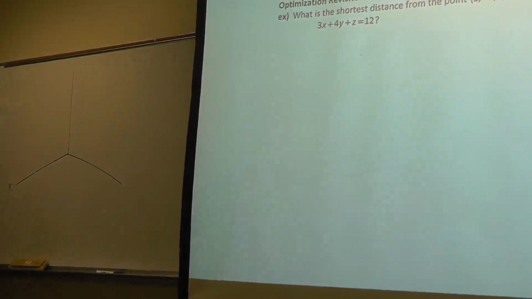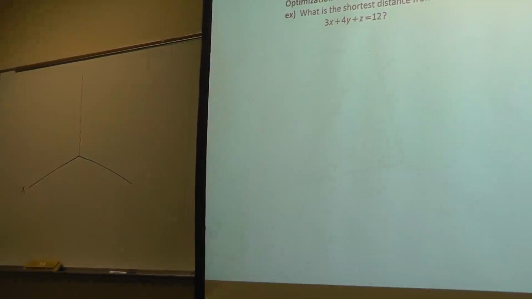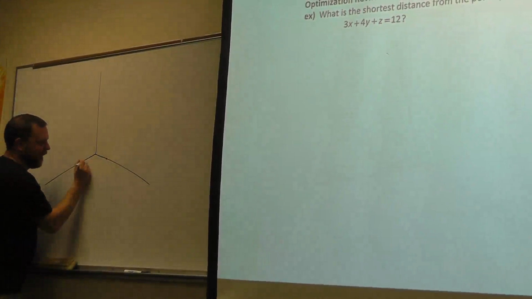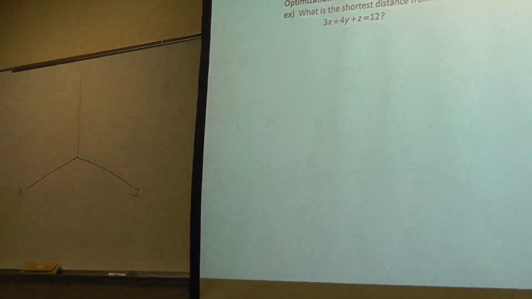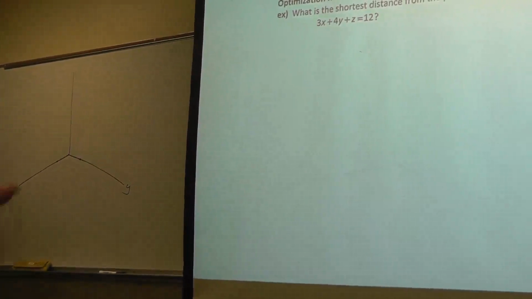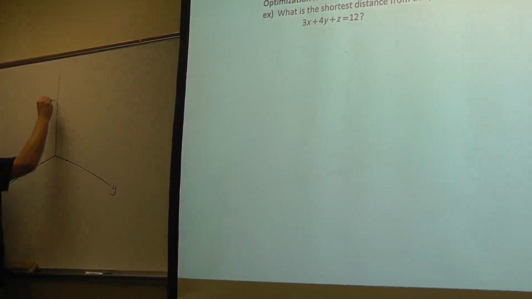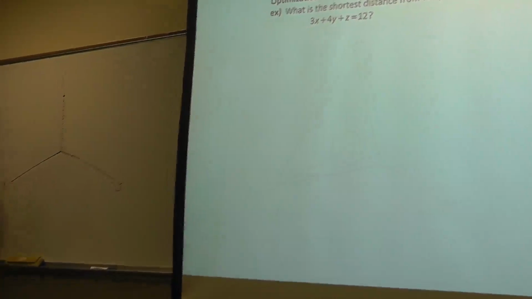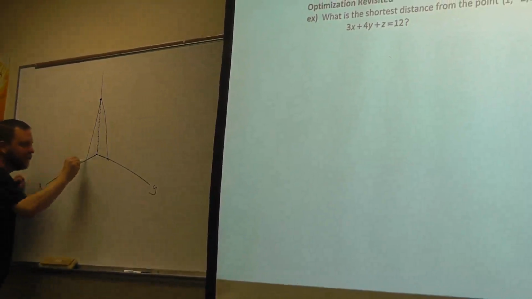Where would the plane hit the y-axis? Set x and z equal to 0. 4y equals 12 gives you a y value of 3. So right there is the y-intercept. For the z-intercept, x and y go to 0, so you're left with z equals 12. So it's a kind of steep looking plane. Somewhere about right there. So the first octant view of this plane looks something like this. It kind of makes this little tetrahedron in the first octant, roughly.